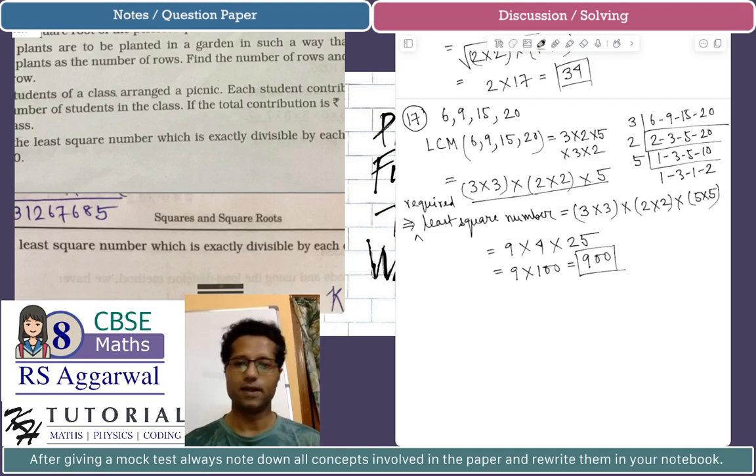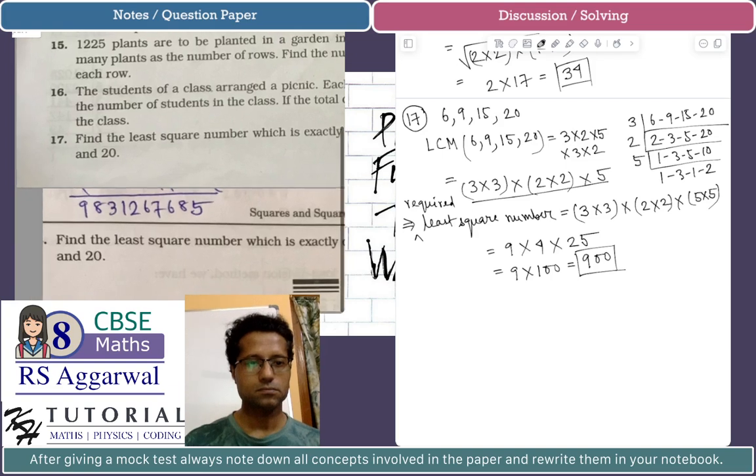And so we get in this example the only prime, the least number that we need to multiply the LCM by is coming out to be 5, as 5 is the only prime factor which is not part of any pair in the prime factorization of the LCM. So we multiplied by 5 and we formed another pair, 5 into 5, and hence the required least square number is the LCM multiplied by 5, which is 900.